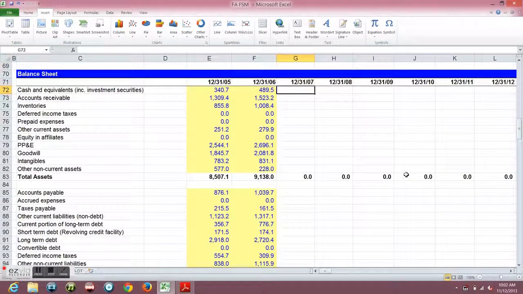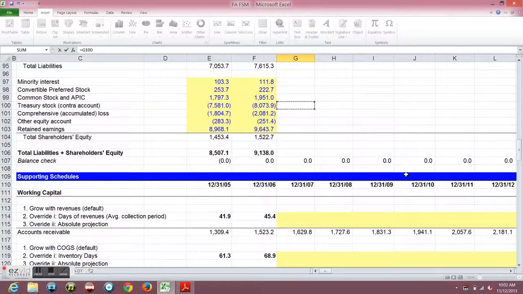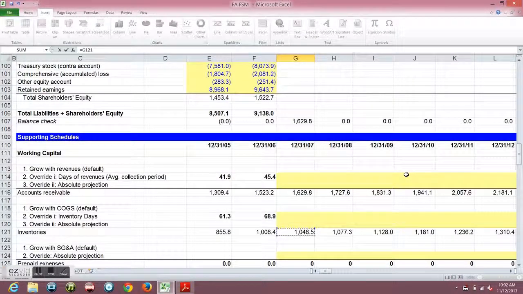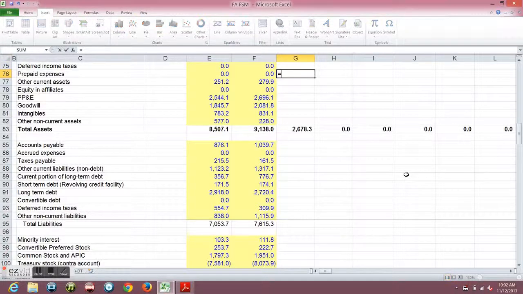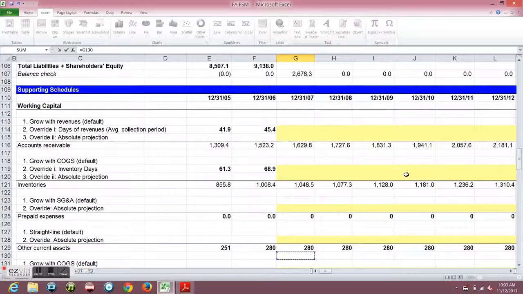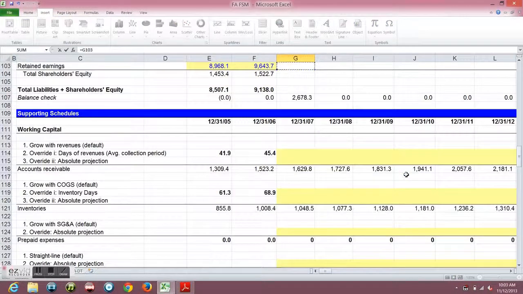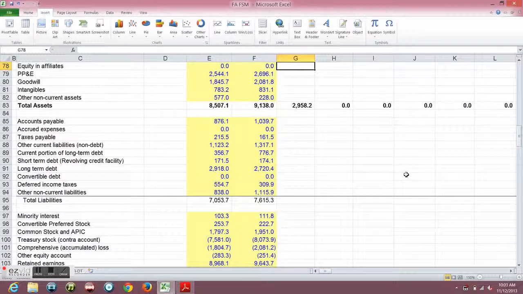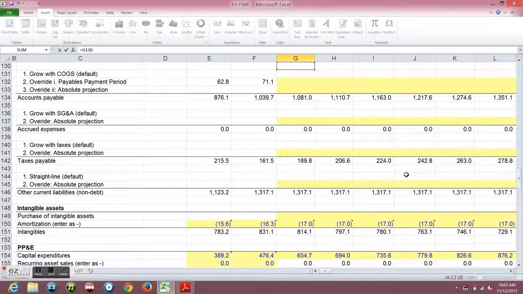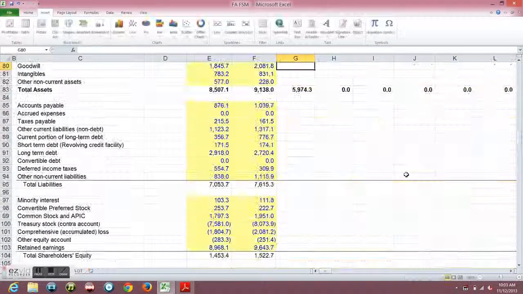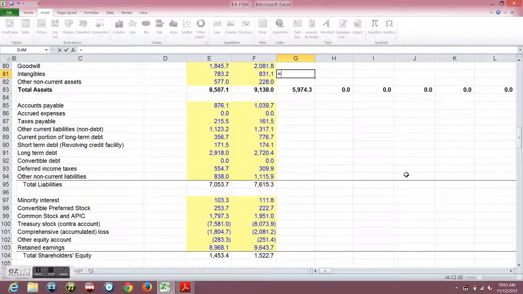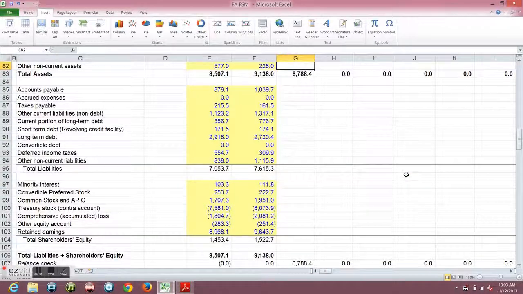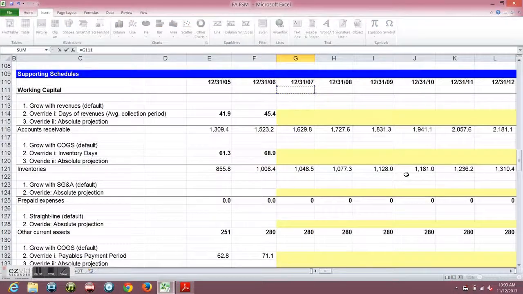Now we can go back and link up all of our accounts. So we can do cash. Well, we haven't done cash yet, but we have done accounts receivable, which is over here. We have done our inventories, which is over here. Deferred income tax, we haven't done that. Prepaid expense, we have done that. Other current assets, we have done that, there, 280. Equity affiliates, we haven't done that yet. PP&E, we have done that, which is going to be over here. Our goodwill, we haven't done that yet. Intangibles, we have done that, which is over here. Other non-current assets, we haven't done that.